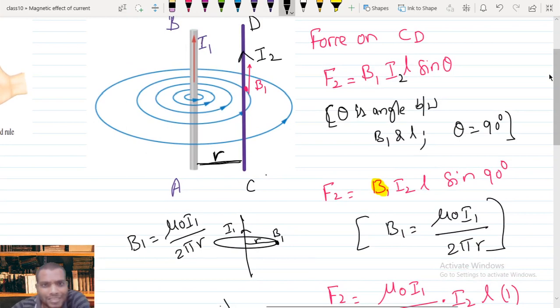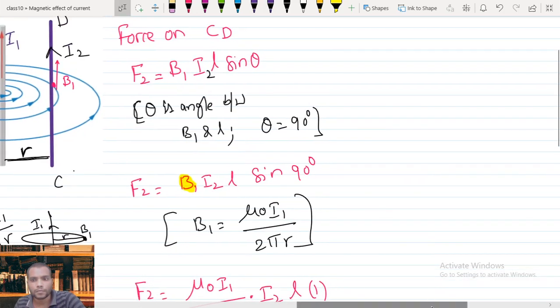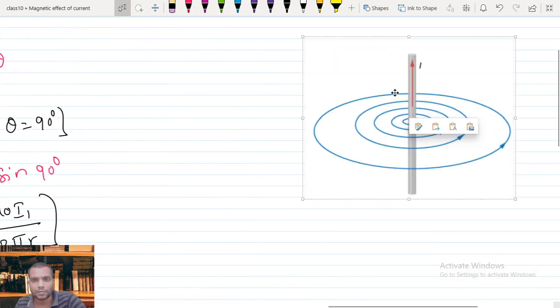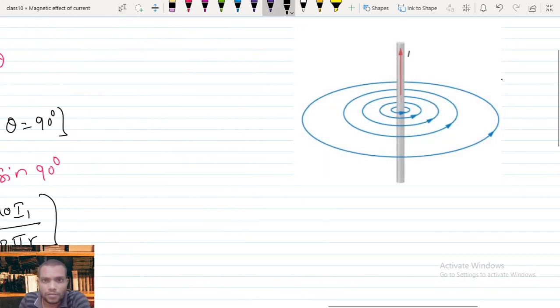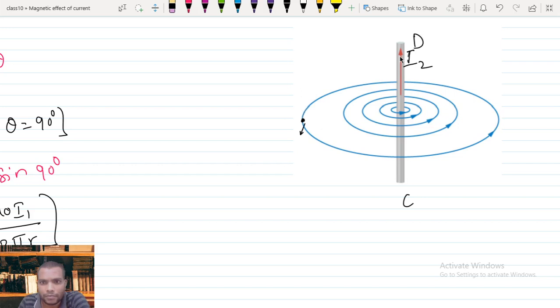Instead of finding the force on the CD wire, now I would like to find the force on the AB wire. So for that, suppose you redraw the diagram again. Now suppose I take this wire as CD, through which current I2 is passing. Because of the I2 current, at a point here, a radial magnetic field is there. So let it be the direction of the magnetic field in this direction. This is the magnetic field which is pointing radially.